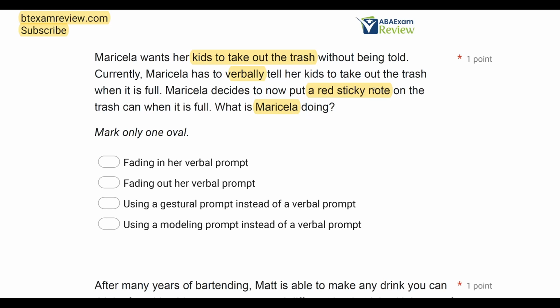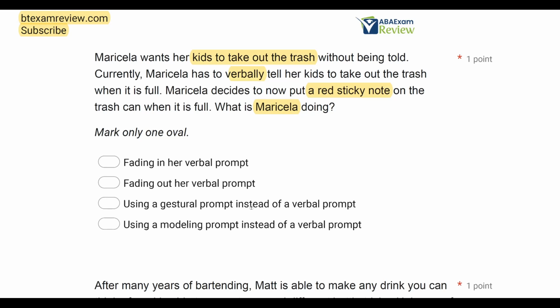So what is Marcella doing in terms of prompting? Is she A, fading in her verbal prompt? Well, she's not fading in the verbal prompt. When we fade in a prompt, we're introducing prompts. What she's doing is fading out. She's trying to fade out the verbal prompt to just the red sticky note, and then eventually, no note, no prompts whatsoever. But going from verbal, she fades it out to the red sticky note.